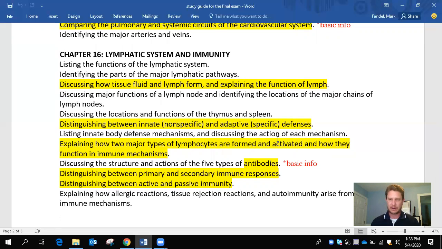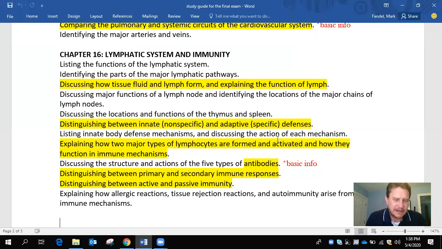Lymph is designed to drain the tissues. And then as it goes through, it's going to be filtered by things called lymphatic nodules or lymph nodes, and those will help signal our body if we have an infection.